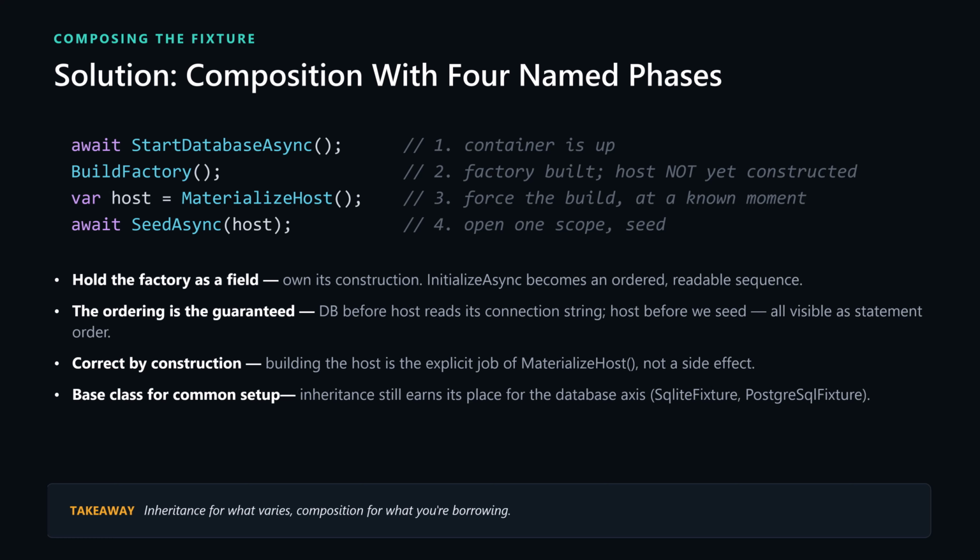The purpose of this function is simple. By the end of it, we want to know that a fully instantiated pipeline has been created and will return a host that we can interact with. Finally, we have seed async, and this opens up a single scope and seeds the database with whatever test data we need. Now, this base class becomes the common setup for our integration test.